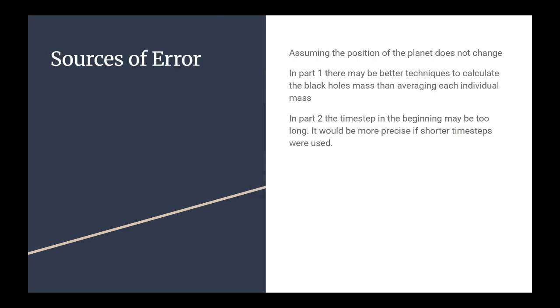Sources of error for this lab were assuming the position of the planet does not change. In part 1, there may be better techniques to calculate the black hole's mass than averaging each individual mass. And in part 2, the time step in the beginning may be too long, and it would be more precise if shorter time steps were used.